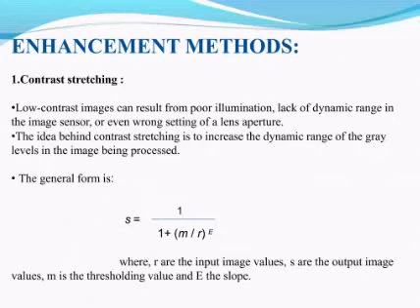The enhancement methods. Contrast stretching. Low contrast images can result from poor illumination, lack of dynamic range in the image sensor, or even wrong setting of a lens aperture. The idea behind contrast stretching is to increase the dynamic range of the gray levels in the image being processed. The general form is s equals 1 divided by 1 plus (m divided by r) to the power e, where r are the input image values, s are the output image values, m is the threshold value, and e is the slope.